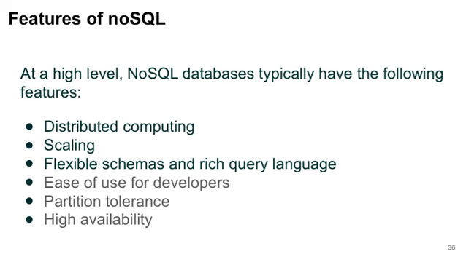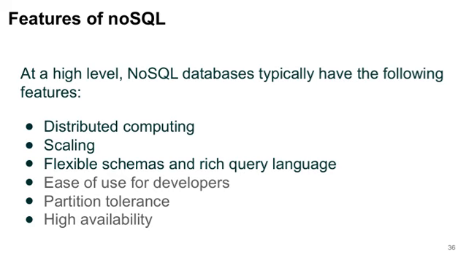Ease of use for developers is another important aspect. NoSQL databases are often more intuitive and faster to work with, especially when dealing with complex or unstructured data. Then, there's partition tolerance. This is crucial in distributed systems to ensure they continue functioning even if some parts of the system go down or become unreachable. High availability is also a core feature, meaning the database remains accessible and operational almost all the time, which is vital for modern applications that require constant uptime.